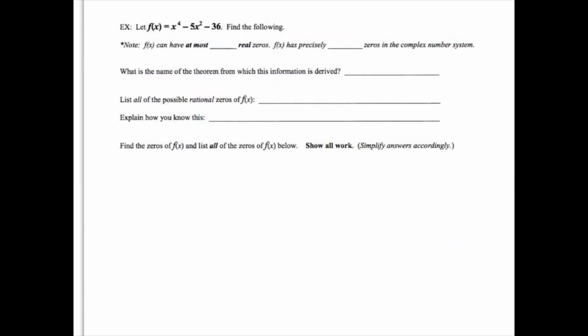Okay, let's look at our last one. We have x to the 4th minus 5x squared minus 36. So again, highest degree is 4, so we can have at most 4 real zeros, and it has precisely 4 zeros in the complex number system. So we're going to have 4 zeros.